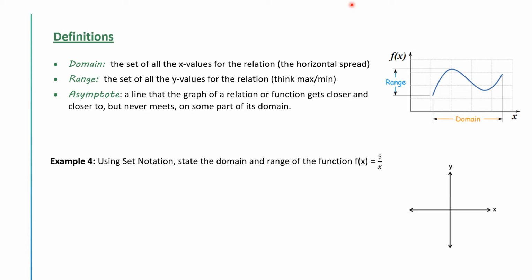Example 4. Using set notation, state the domain and range of f of x equals 5 over x. First of all, this word, set notation, this is all we had in grade 11. I never called it set notation because it's the only notation you ever used for domain and range. It's those curly brackets. We're going to learn a new notation this year, so that's why we now have to distinguish between set notation and our new notation. So first of all, state the domain and range of the function 5 over x.